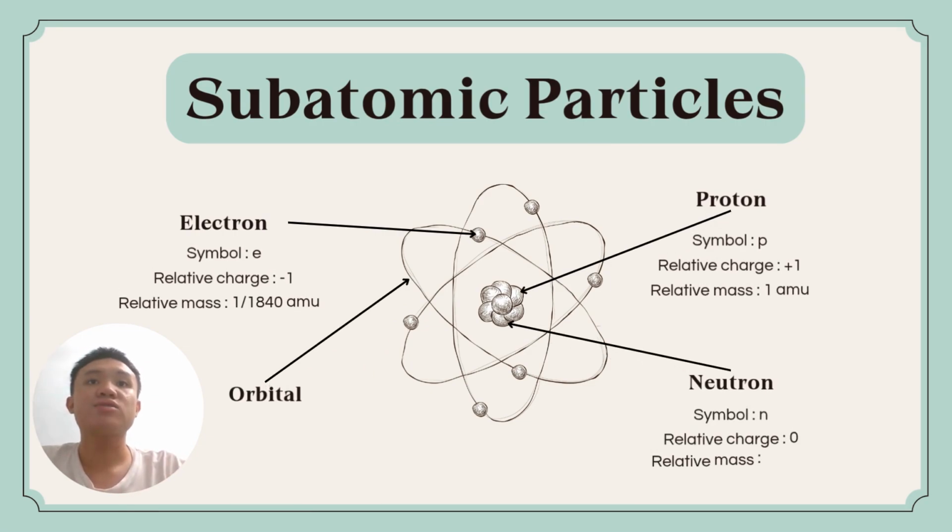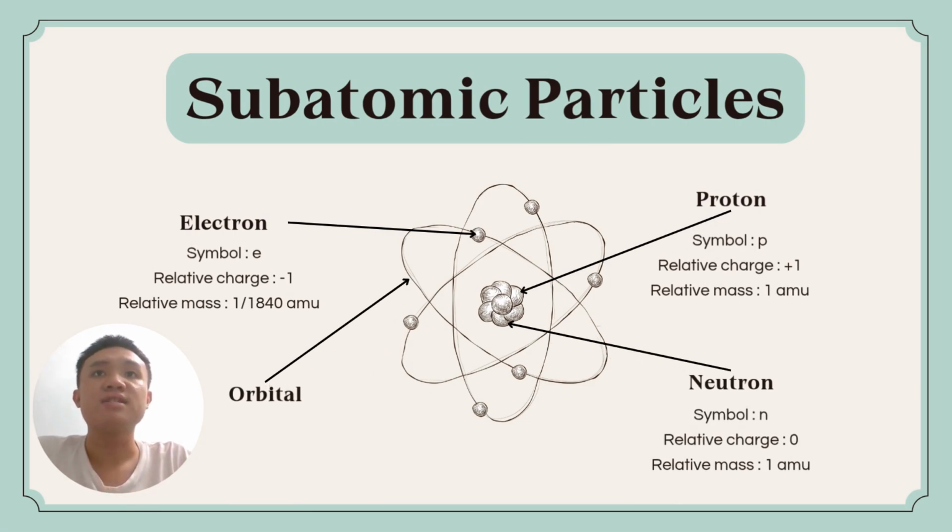Okay, let's start the topic with subatomic particles. Subatomic particles consist of four different elements, which are electron, proton, neutron, and also the orbital. Let's start with electron. Electron is represented by the symbol e. It has a relative charge of -1 and a relative mass of 1/1840 amu.